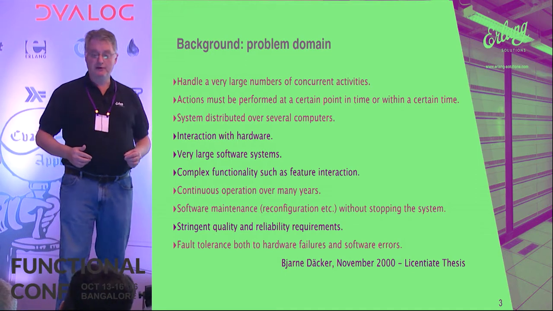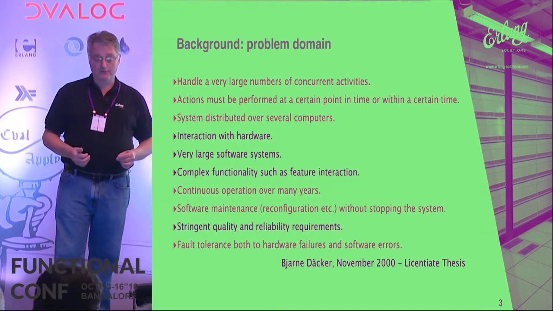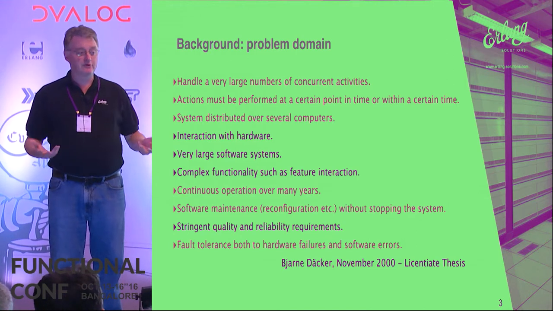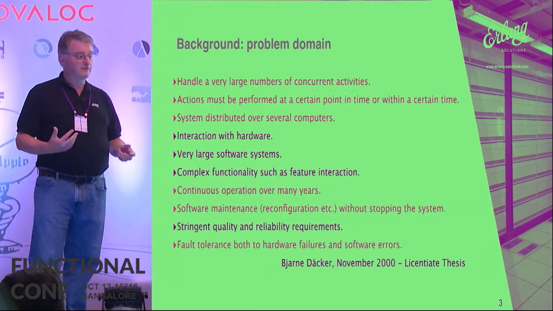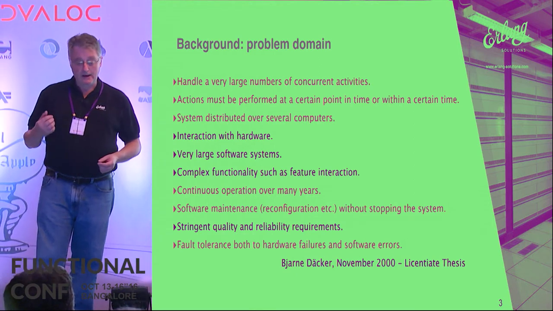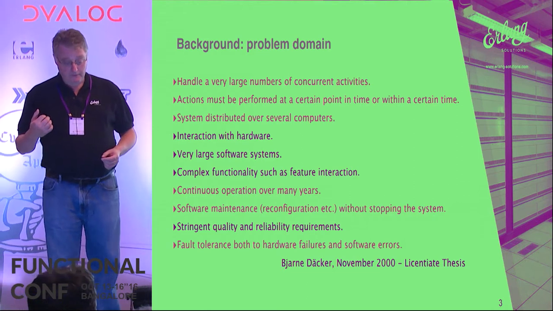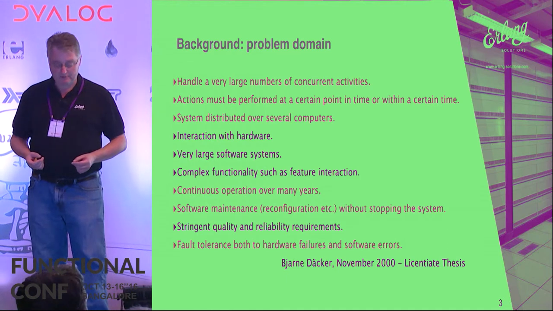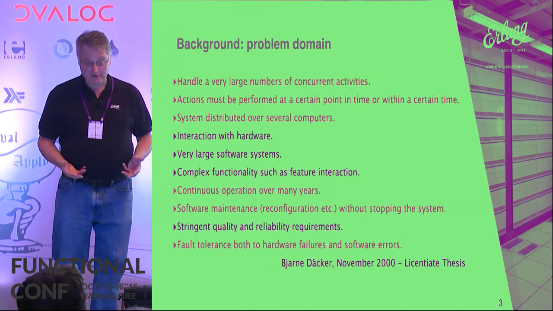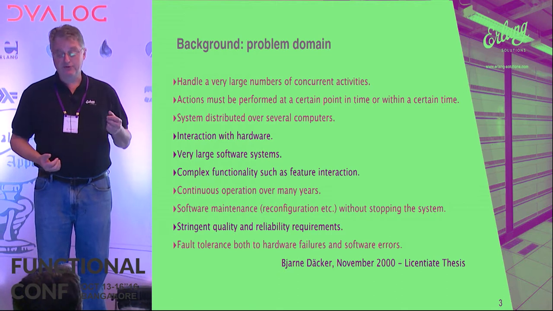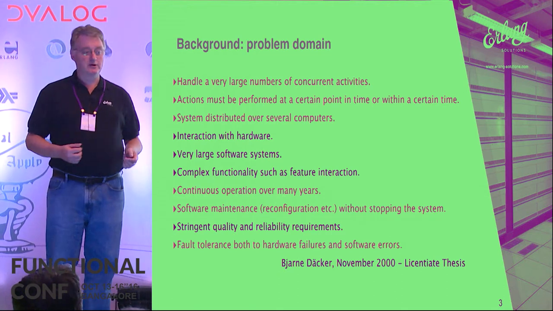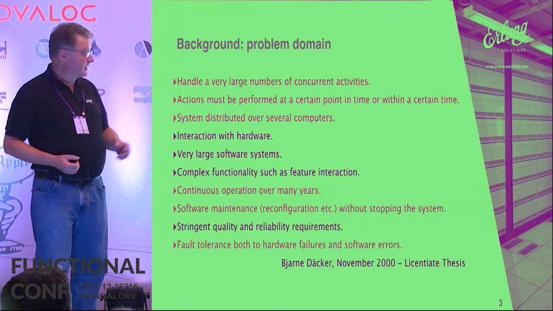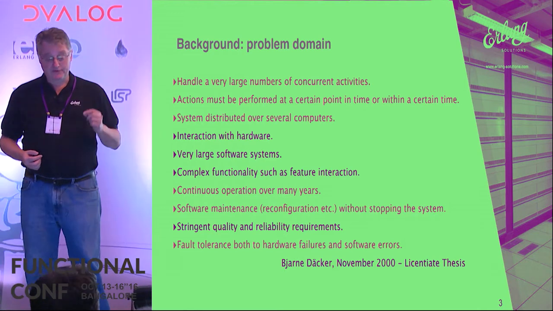The system must be able to survive errors, both in the hardware and the software. And to do that properly, safely, you need a distributed system. You need at least two computers if you want to make a fault tolerant system. So therefore, you need support for distribution. A telephone switch should never go down. That's the whole idea, one of the basic fundamental requirements of it. So you need to do an operation over many years, and you also need to do software maintenance on the system while it's running. You cannot take the system down to do that type of thing. And again, the fault tolerance for hardware is the same.